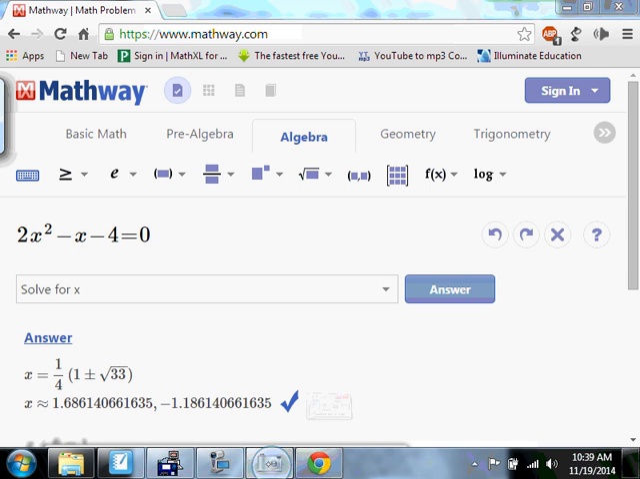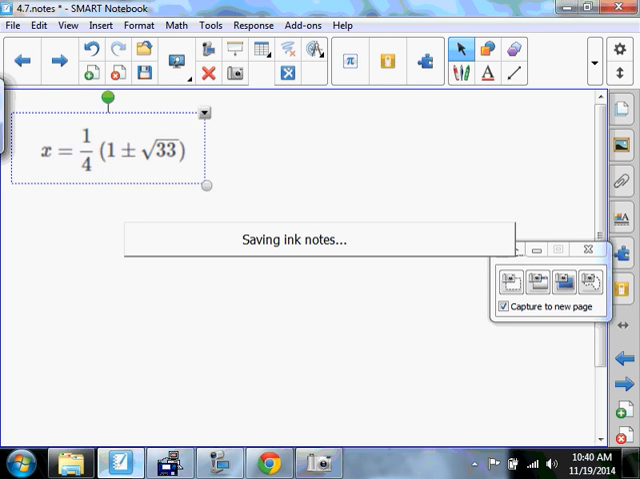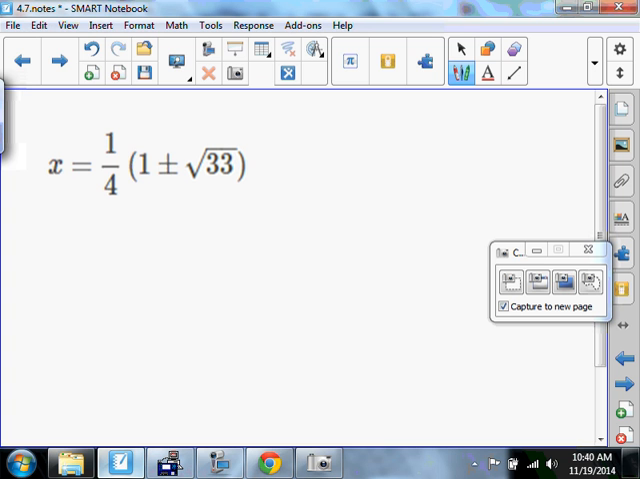Oh. So I want to copy this down. If you put this answer on your paper, I will know that you used Math Way, and I will know that you didn't use the quadratic formula. If you try to enter into Math Excel that expression, Math Excel is not going to like it.